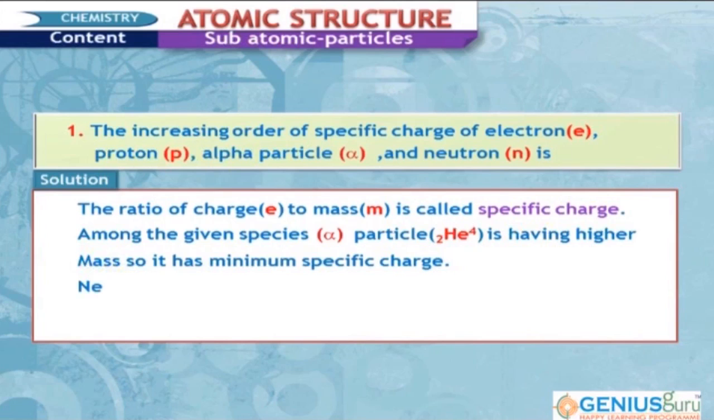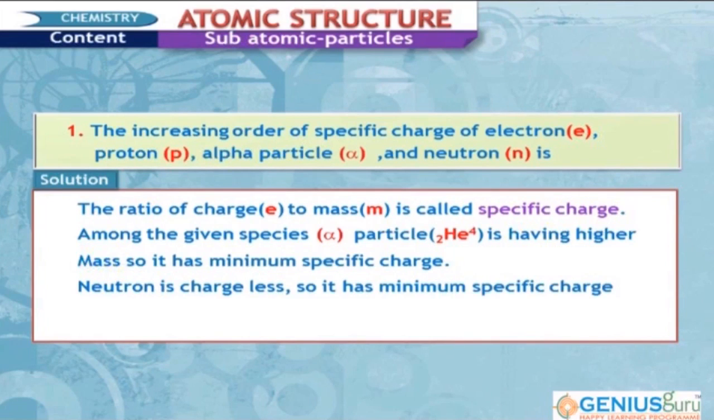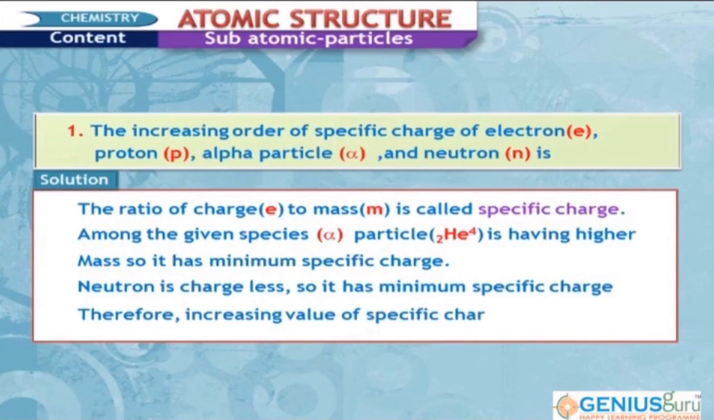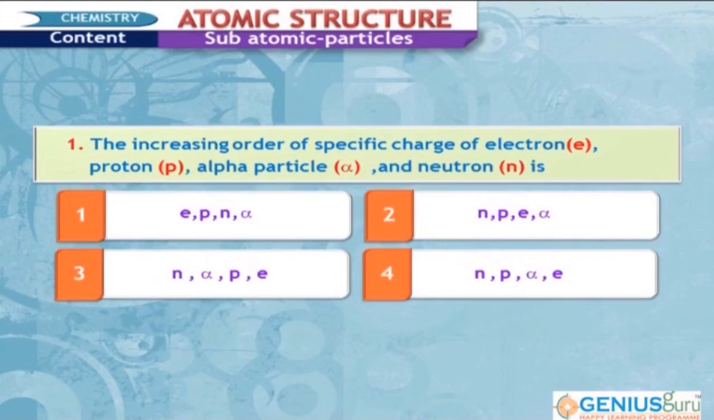Coming to the neutron, the neutron is a chargeless particle. That means the charge of the neutron is assumed to be 0. So therefore, it has a minimum specific charge among the given species. Keeping in mind that the electron has a higher specific charge than the proton, the increasing order of specific charge is neutron less than alpha particle less than proton less than electron. So electron has the highest specific charge. Hence, the correct option is 3.